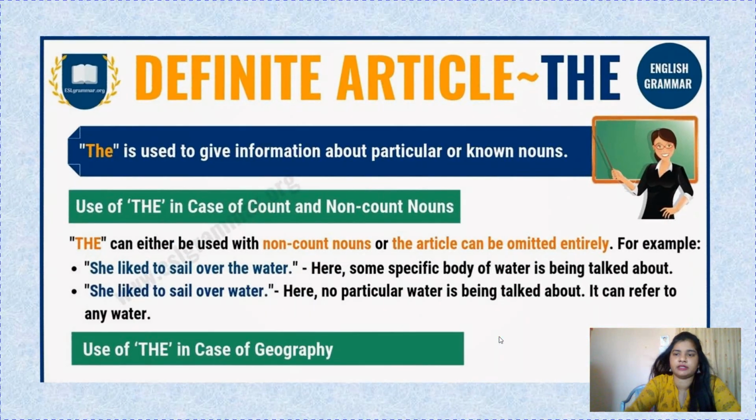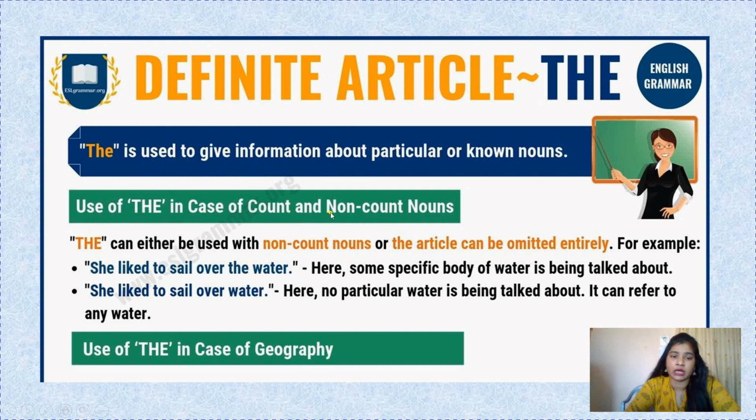Let us see first the definite article, the. The is used to give information about particular or known nouns. Okay, known nouns means we know about that noun or person or any place. Fine. Children, the we use with plural nouns also. We will see in the examples.